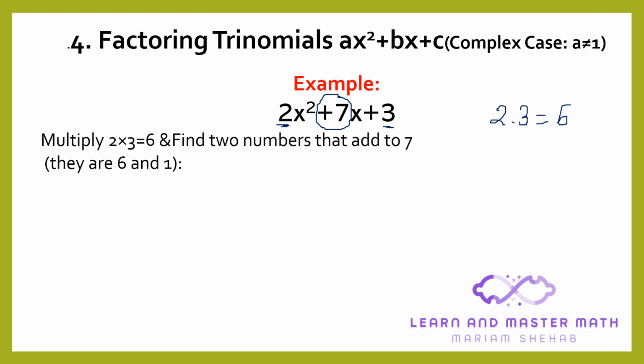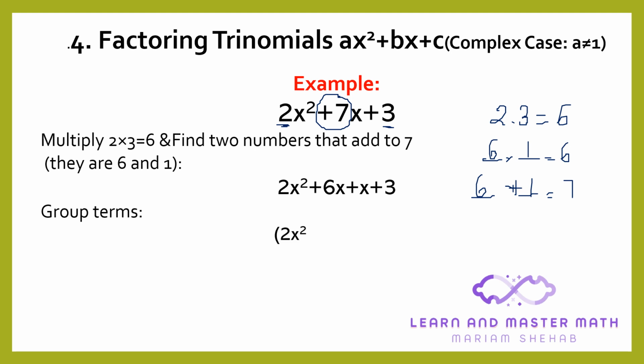So, what two numbers give me a product 6 and a sum 7? Yes, it's 6 times 1. 6 times 1 is 6, and 6 plus 1 is 7. Now we split 7x into 6x plus x, resulting with 4 terms. Now let's repeat what we did in technique number 2, grouping. If you remember, we considered the first 2 terms as a group and the third and fourth term as another group.